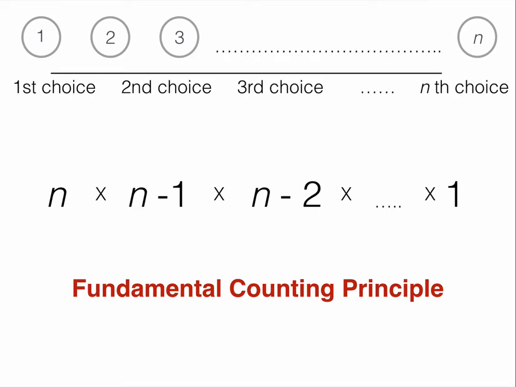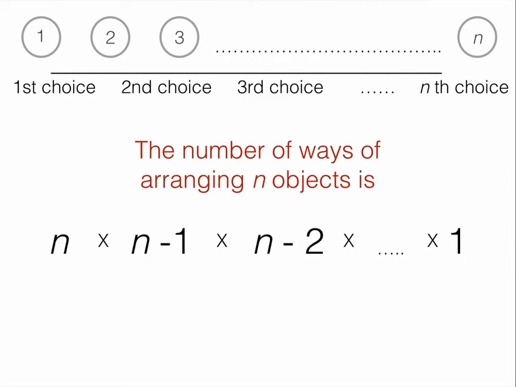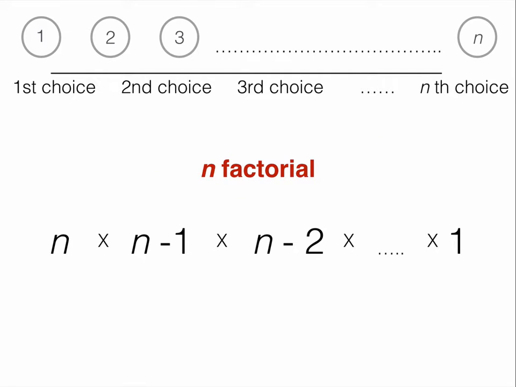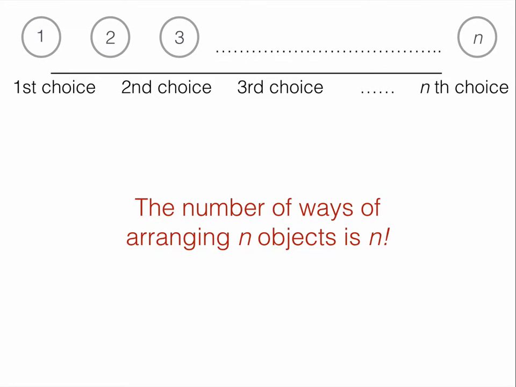When you rewrite it in this form, we can say the number of ways of arranging objects, remembering that arranging means the order matters, is n times n minus 1 times n minus 2, all the way down to times 1. To simplify this, we call it n factorial, and it's written with the symbol you can see there. So now we can say the number of ways of arranging n objects is n factorial.